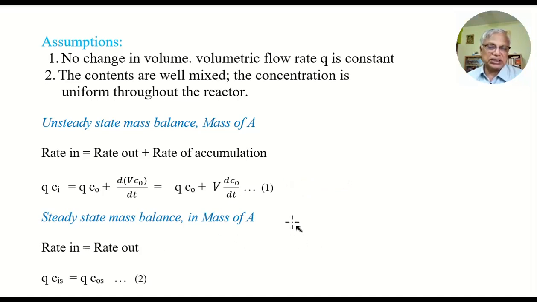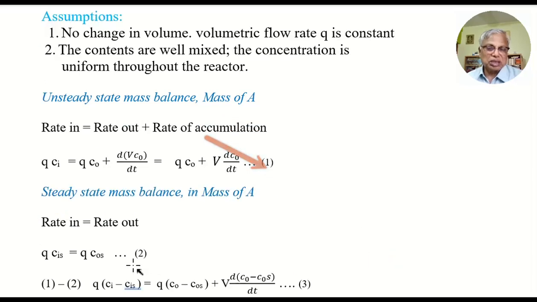Now let us write the steady state mass balance in terms of mass of A. At steady state the accumulation term will be 0. So you have only rate in equal to rate out, Q Ci S equal to Q C0 S. The subscripted variables are the steady state variables. The steady state variables are denoted with a subscript S, and they are constants. We call this equation number 2.